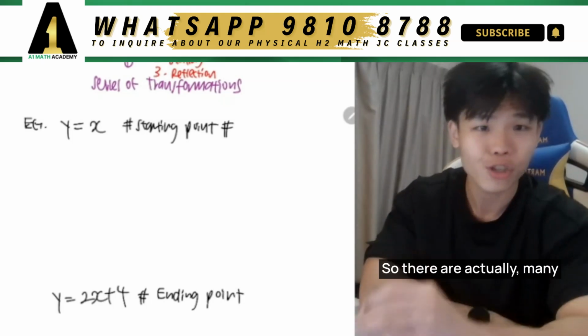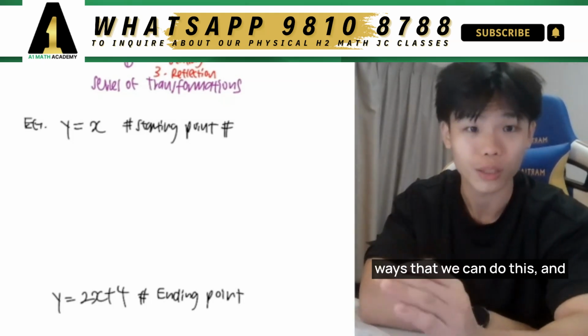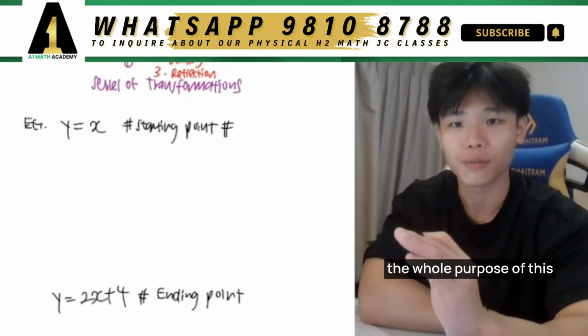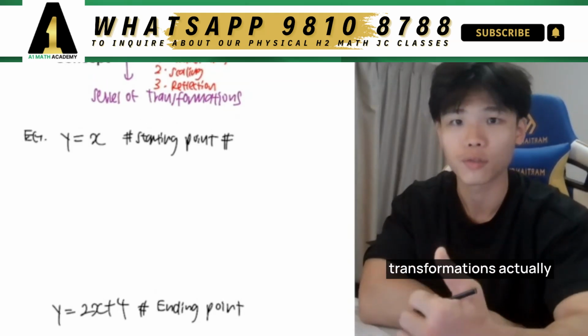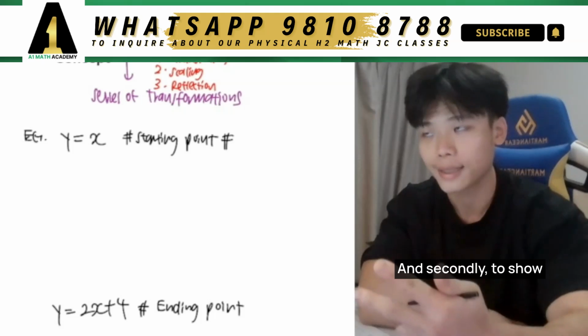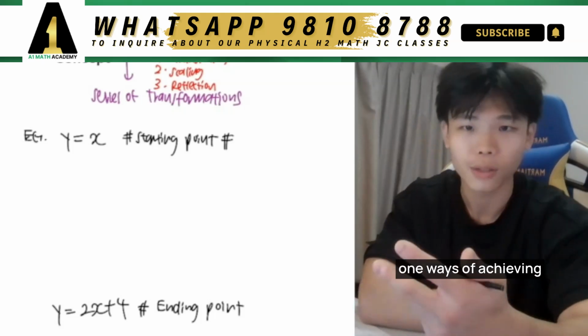There are actually many ways that we can do this. The whole purpose of this concept that I'm about to show you is to show you firstly how composite transformations stack on top of each other, and secondly that there's more than one way of achieving the same outcome.